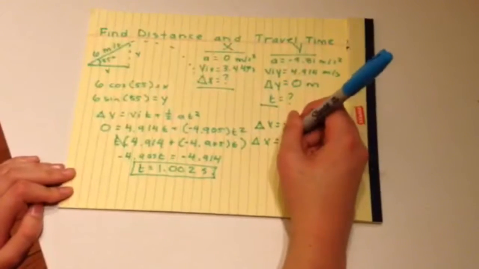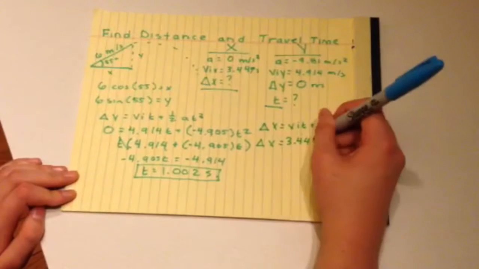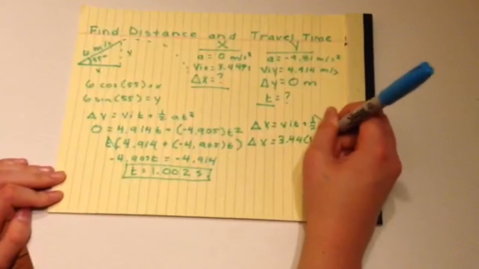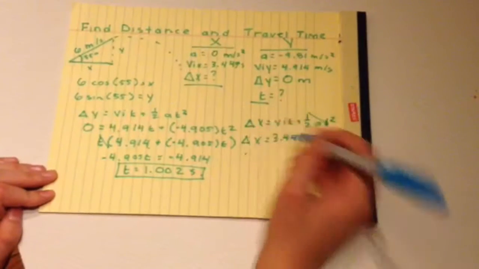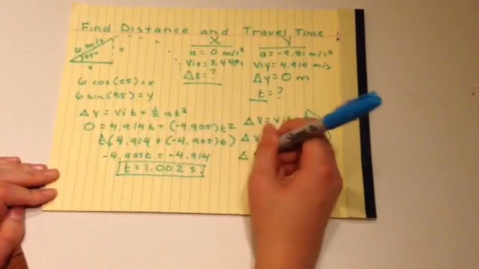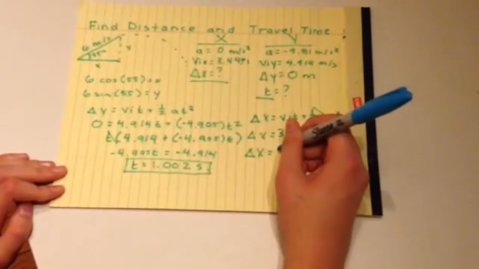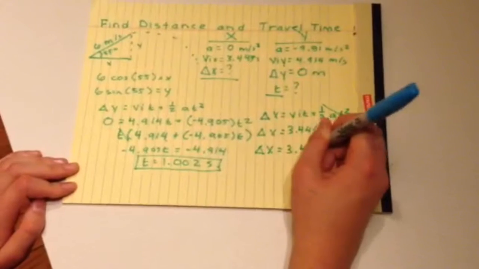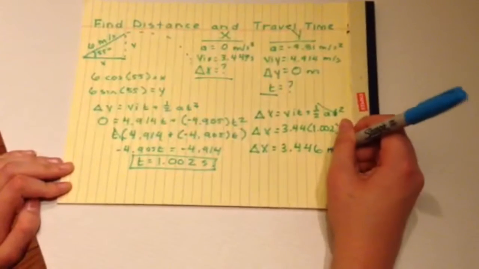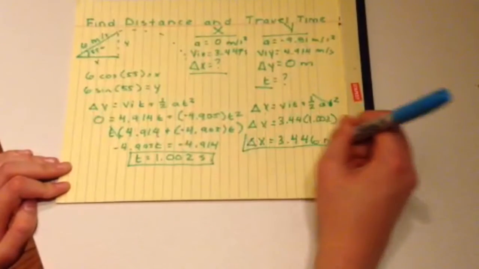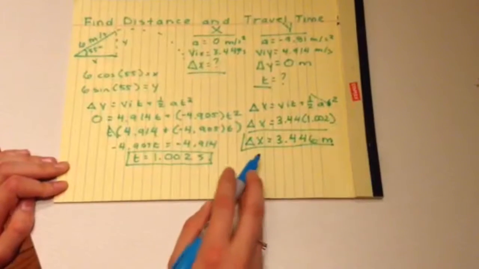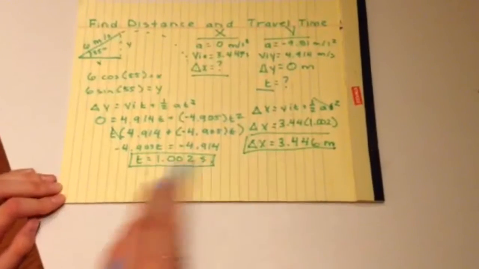So we're finding change in x. Initial velocity is 3.44 times 1.002. And we multiply those together, and we get change in x equals 3.446 meters. So there we go. There's our change in x displacement and our travel time.